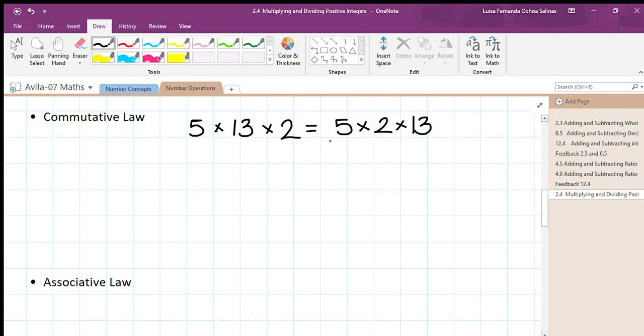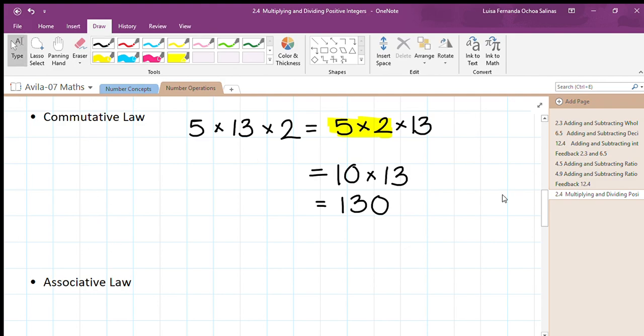So this links with the associative law that is down here. The associative law basically is saying that you can do the first multiplication, you can associate numbers in the best way that you can. So I know that 5 times 2 is going to be equal to 10. I'm associating those two. So I'm saying, okay, 5 times 2 is 10, times 13 is going to be 130. Okay? So basically, commutative law and associative law work together.